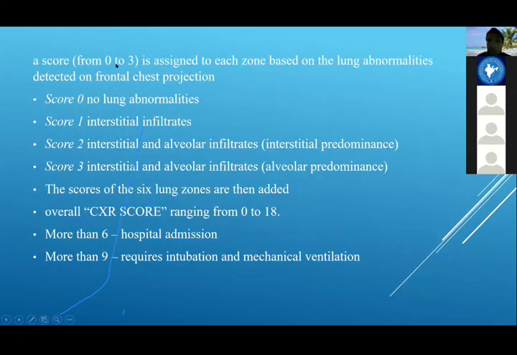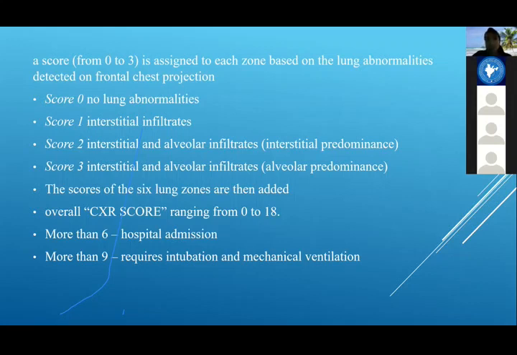0 means no lung abnormalities. Score 1 is interstitial or linear infiltrates. Score 2 is interstitial alveolar infiltrates or interstitial predominance. And score 3, we started seeing alveolar predominance. So each zone, we have a score from 0 to 3.